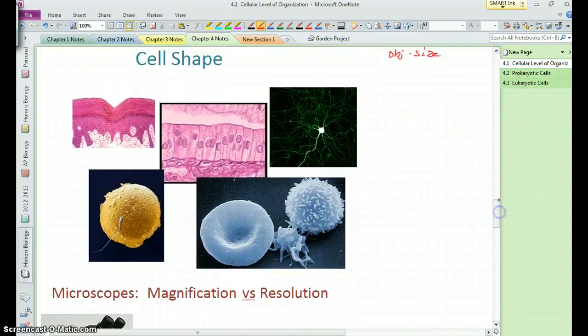Shape is related to function. In skin cells, for example, they tend to be flattened discs that form a multi-cell layer to keep things out and in your body. So they serve this protective function. Cells that line your digestive tract tend to be in a single layer, and they're used to taking things in and releasing materials. So that single layer helps facilitate that, and particularly absorbing nutrients and such.